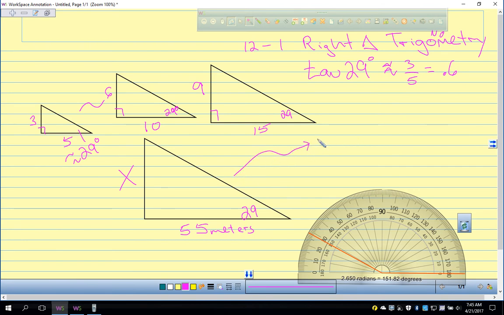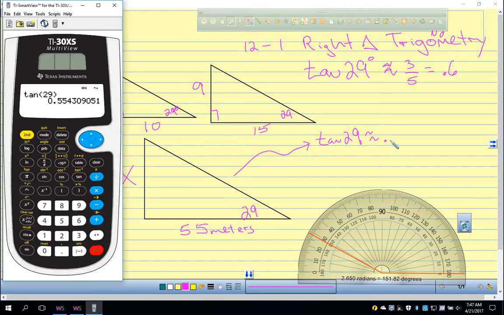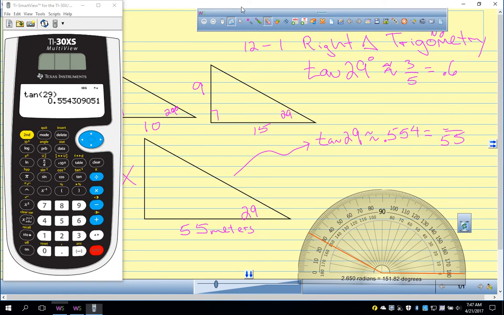Exactly. You know that the tangent of 29 degrees, which is approximately equal to what we just said, about 0.554, is going to be equal to this side divided by this side, right? The opposite side divided by, that's called the adjacent side. And then you just, whoops, why did I put 5 there? Sorry. I'm just going to put x there.